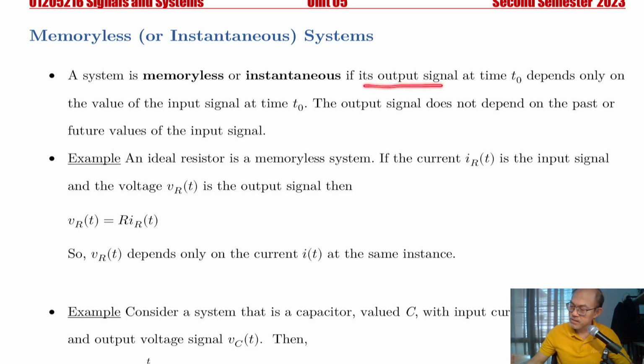So if its output at time t0 depends, the keyword is only, depends only on the value of the input at the same time. So t0 here and t0 here are the same time. The output signal doesn't depend on the past or the future values of the input signals.